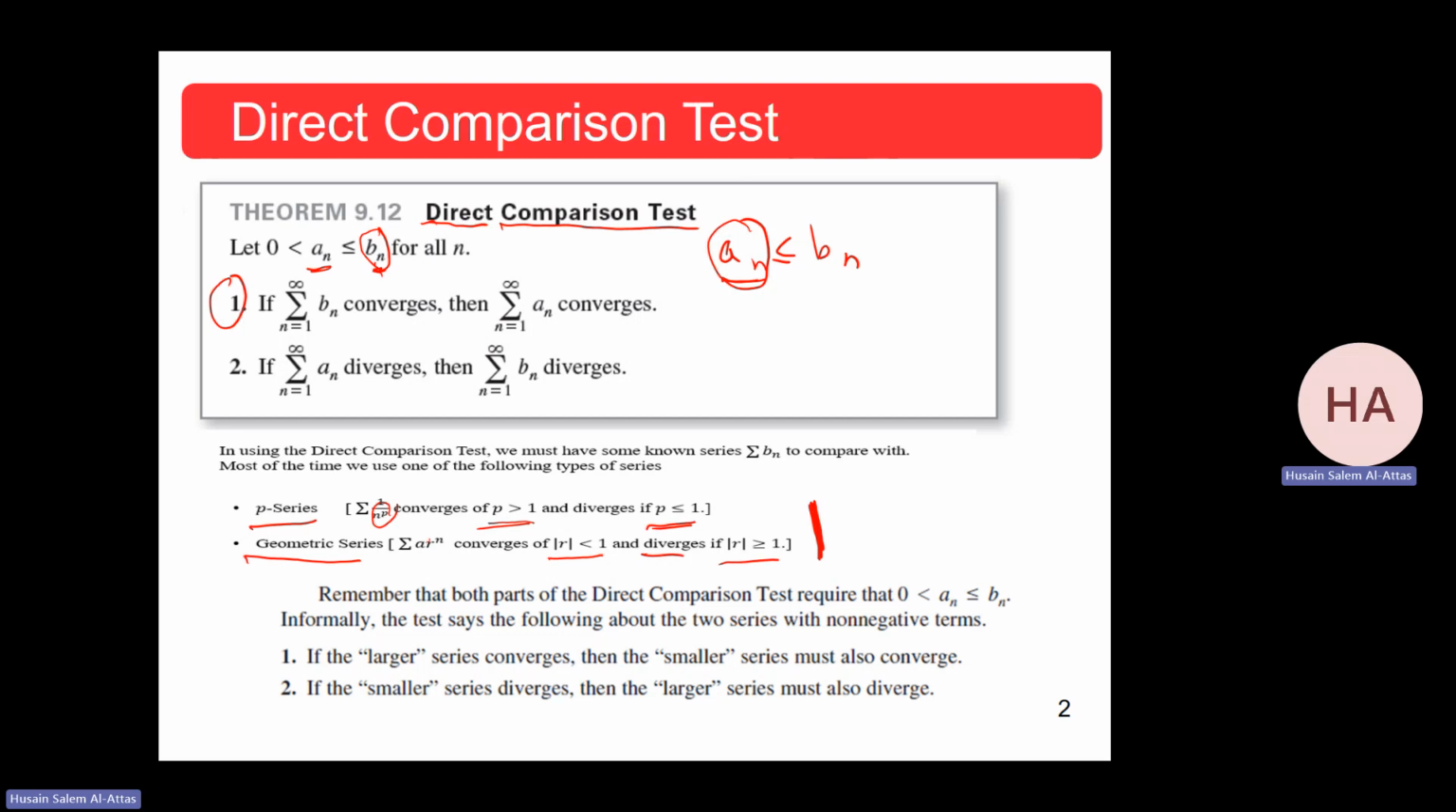As I said, if the larger series converges, then the smaller one for sure will converge. If the smaller diverges, for sure the larger will diverge. This is mainly the test. This is the first test.